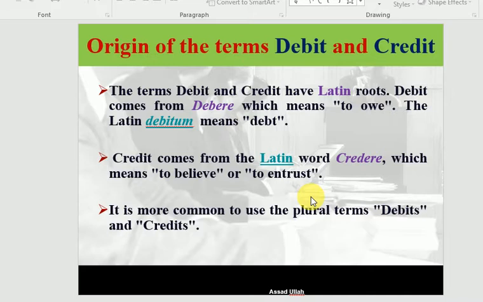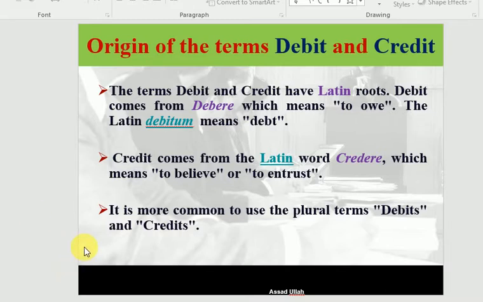So today our topic is the debit and credit rules. But before going to discuss the debit and credit rules, we must know about debit and credit. What does it mean by debit and credit?